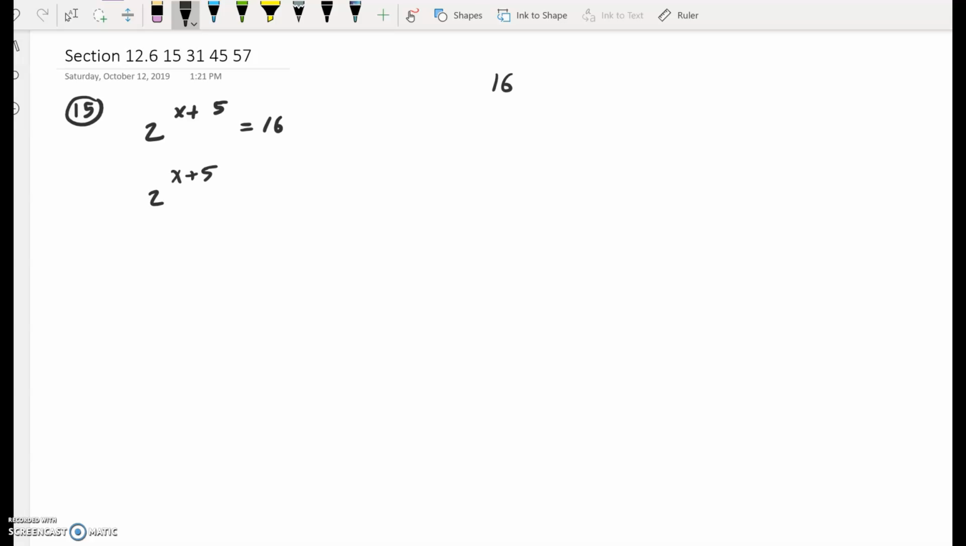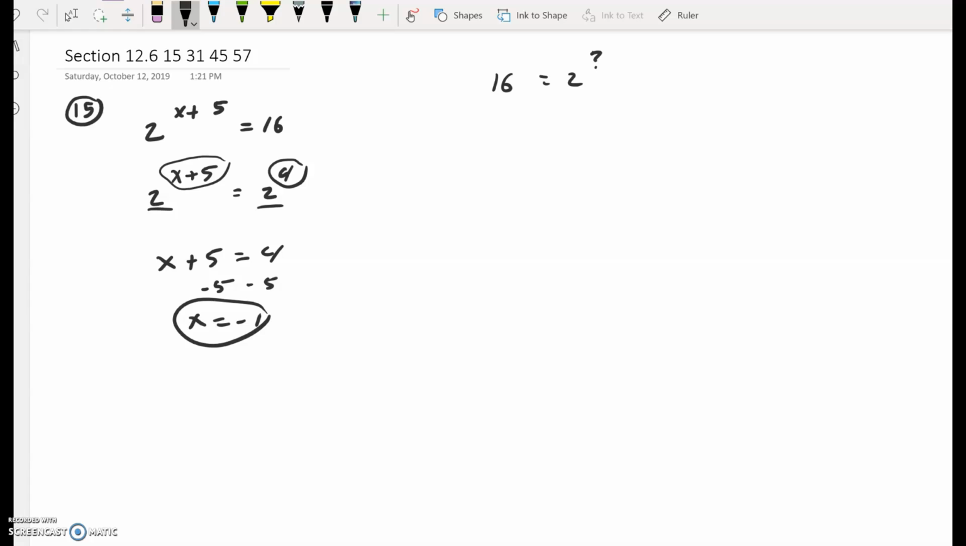So the question is, 16 equals 2 to what power? And the answer is 16 is 2 to the 4th power. Now once you have an equation where the base is the same on each side, then you can set the exponents equal to each other, solve, and check the answer by substituting the x value into the original problem.